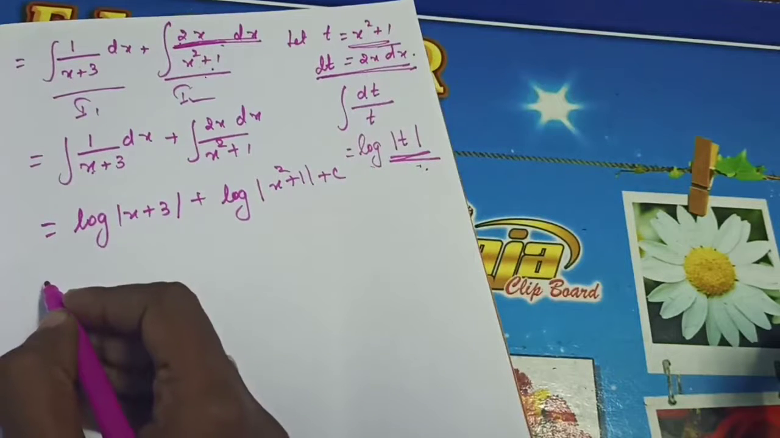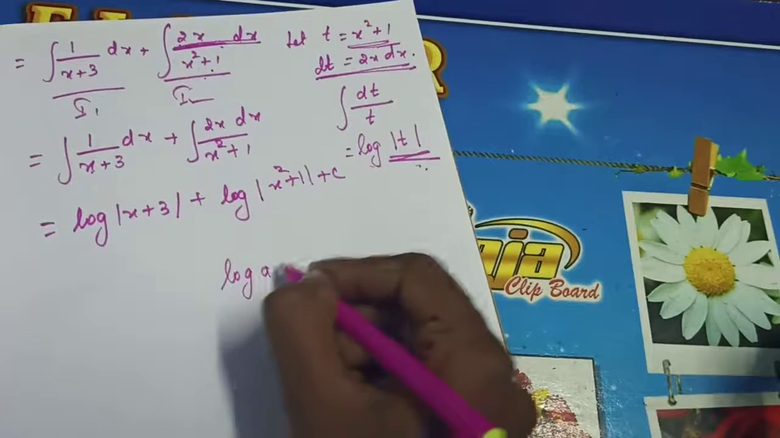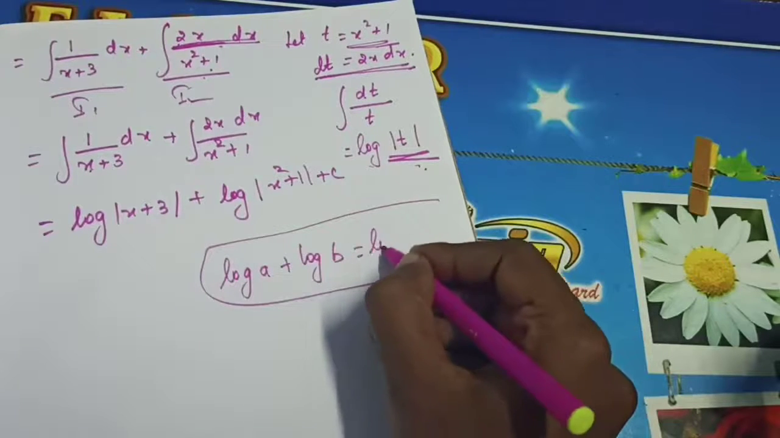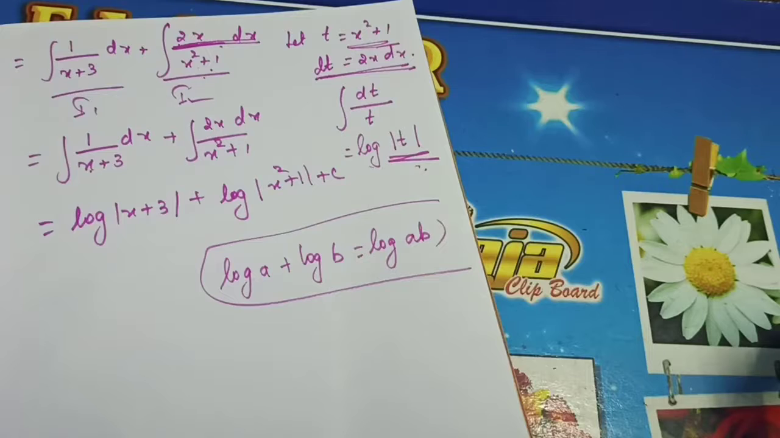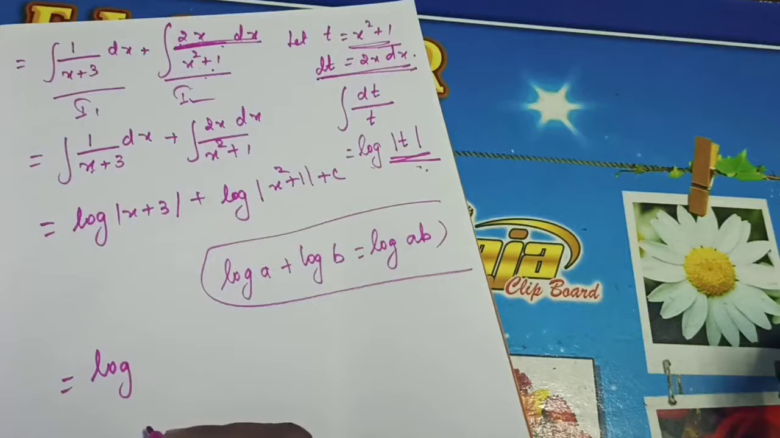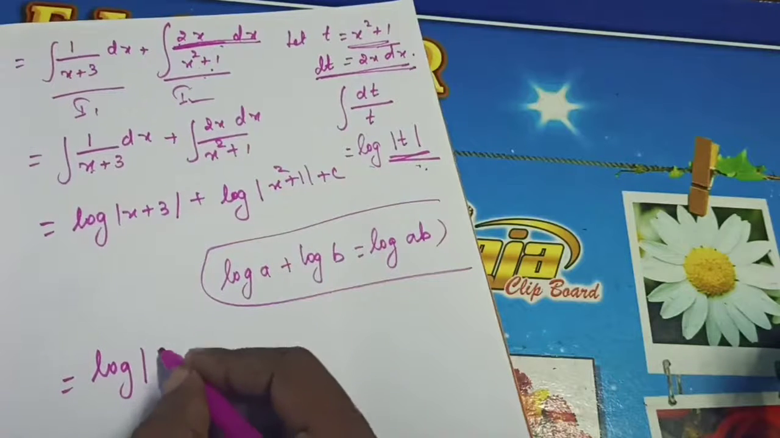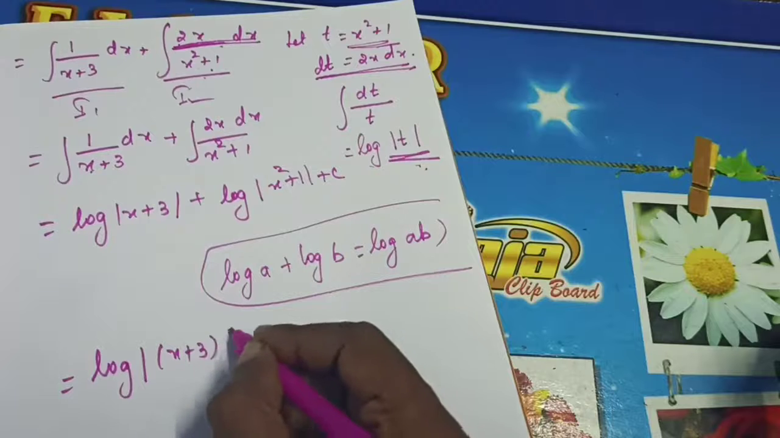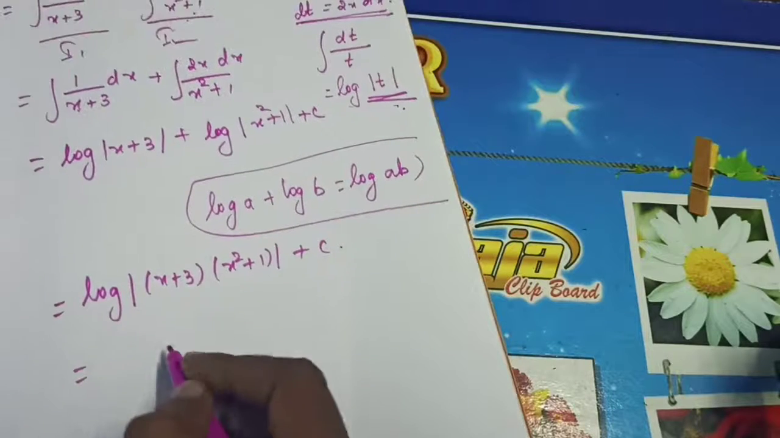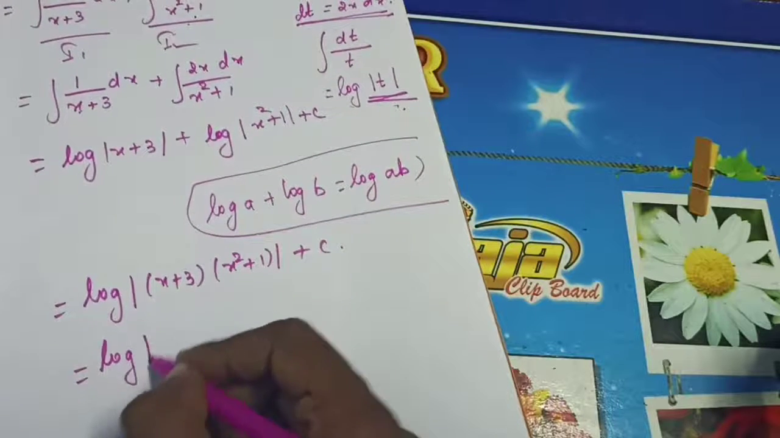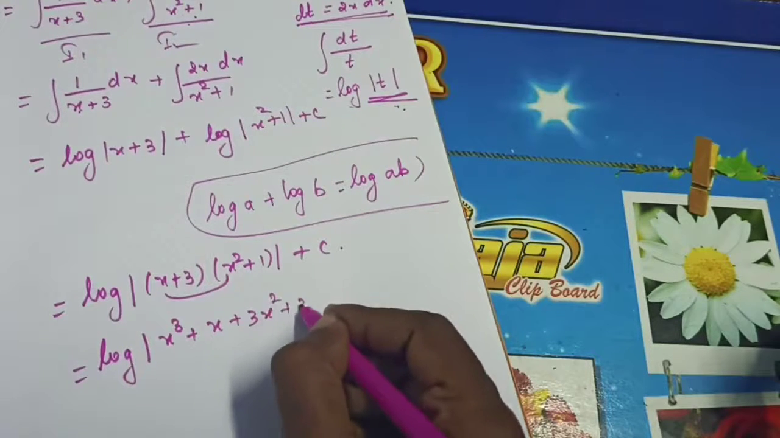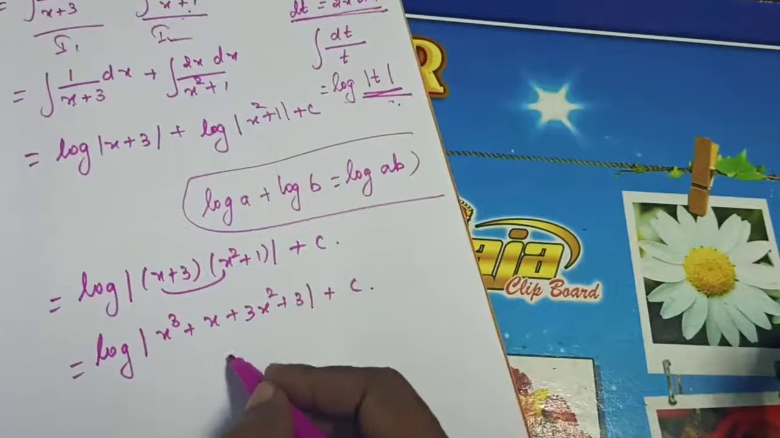So now you know the formula for log a plus log b. You have learned already. Log a plus log b equals log ab. Okay, we are going to use this formula here. So log a plus log b is equal to log of ab. What's the log a value? The value is modulus of x plus 3 into x square plus 1, plus c. Okay, if you need you can multiply, otherwise you can write it like this also. I am multiplying: log of x cube plus x plus 3x square plus 3, plus c. Okay, so this is the result.